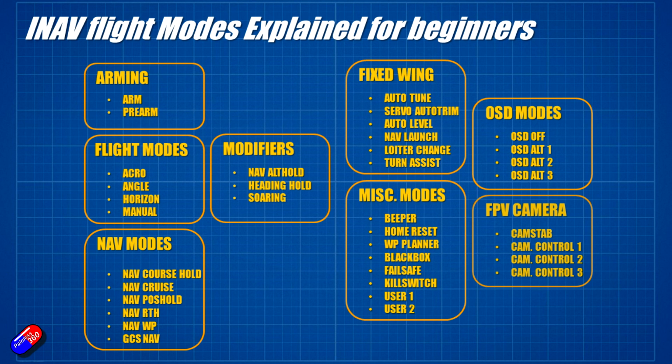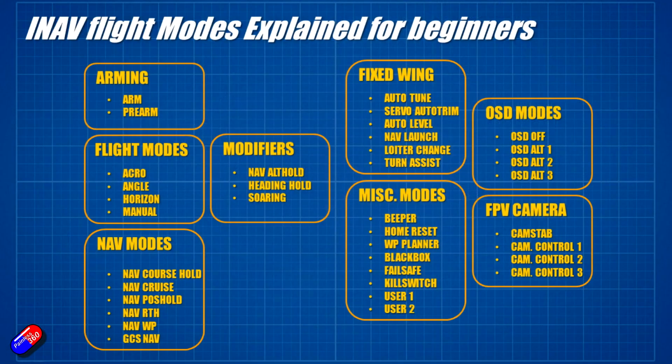And the final section is around FPV camera. There are 4 modes in here. The first one's called Cam Stab. This has been around since clean flight days, very long time. It allows you to put a pan and tilt servo on the model and stabilize the camera that you have on it. It isn't widely used these days. Modern action cameras do that kind of stuff automatically and do auto stabilization. And then you have another 3 controls that can do different things with your FPV camera. So there's quite a lot, isn't there?